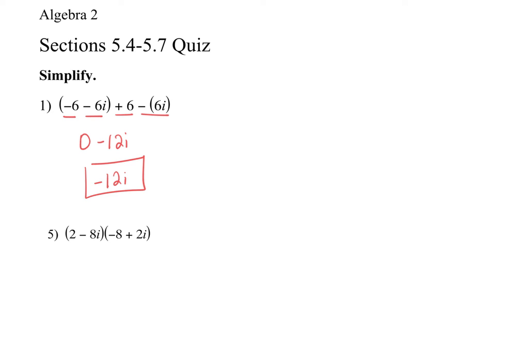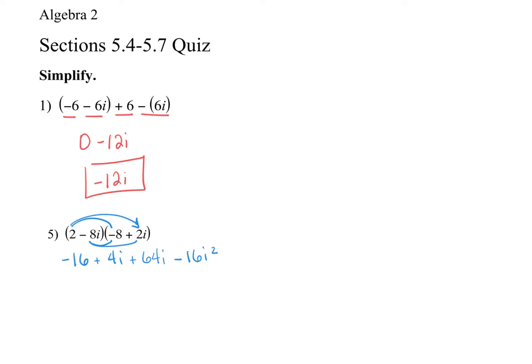So multiplication is very much like when you had variables as well. You're just going to FOIL here at first. You're going to say 2 times -8 is -16. 2 times +2i is +4i. -8i and -8, +64i. And then -8i and +2i is -16i squared.